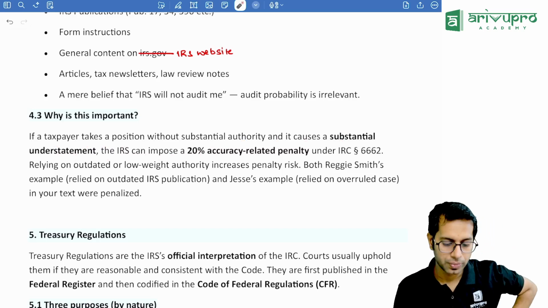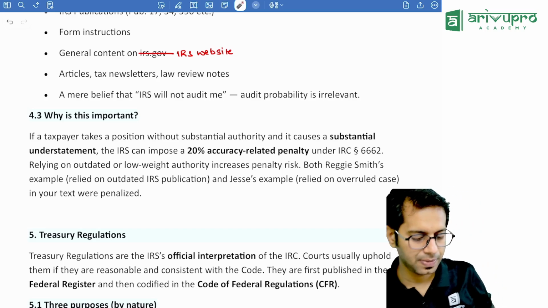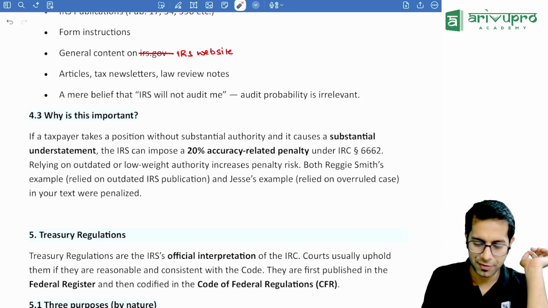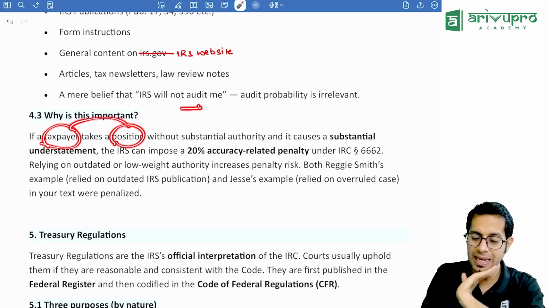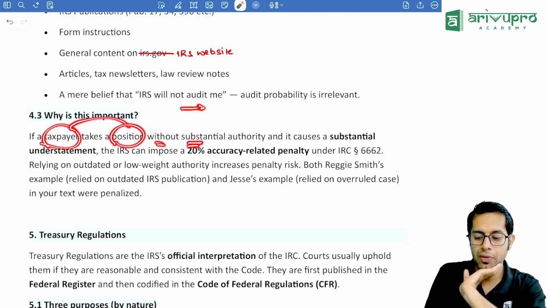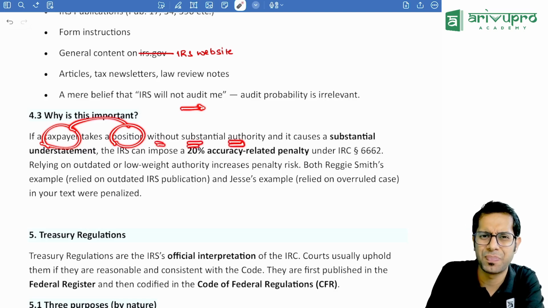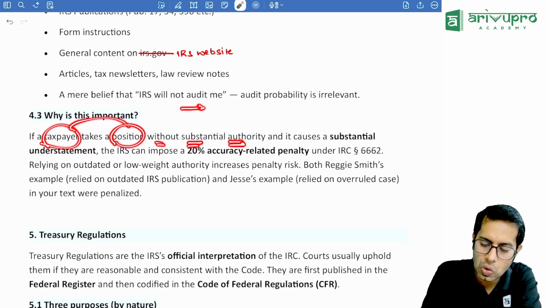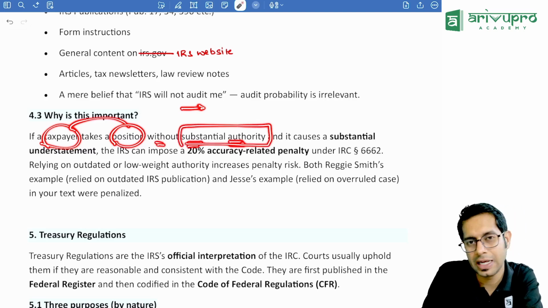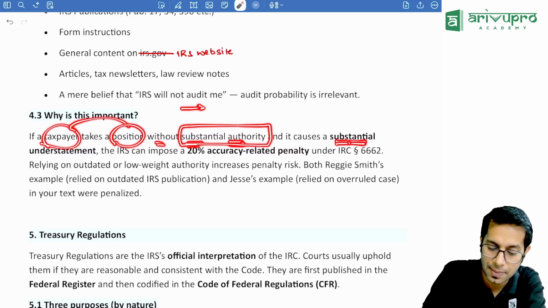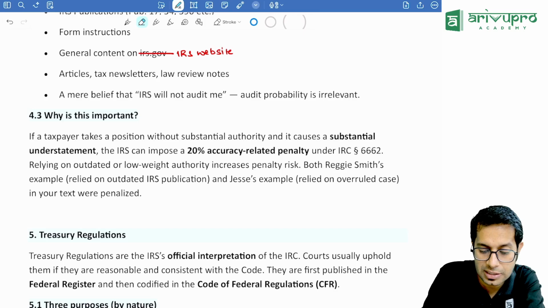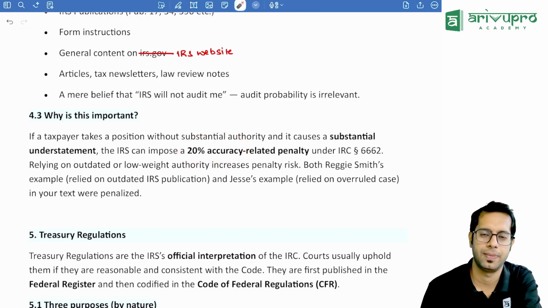Because if I as a taxpayer take a position, which means I take a decision without knowing whether it is coming from a proper source or not, without knowing whether it has good weightage or not, without knowing if it is correct or not, then it may cause a substantial understatement of my income, and because of that I may have to pay a penalty.